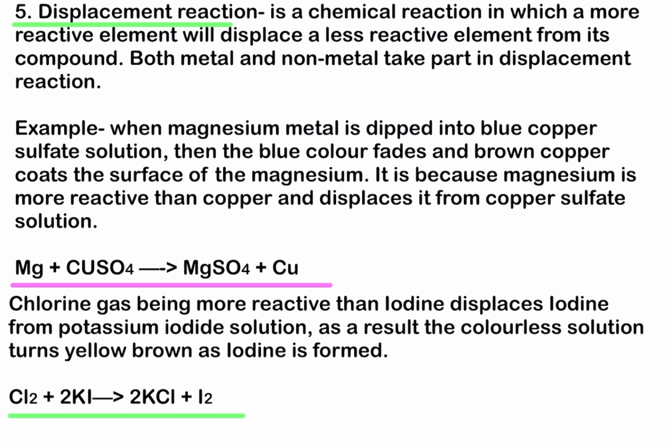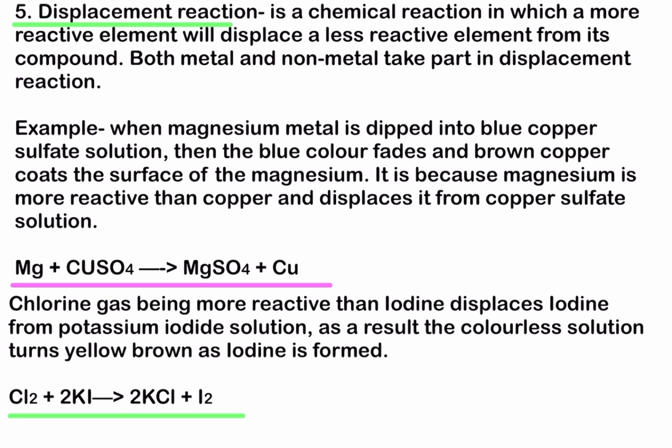When magnesium metal is dipped into blue copper sulfate solution, the blue color fades and brown copper coats the surface of the magnesium. It is because magnesium is more reactive than copper and displaces it from copper sulfate solution. If you see the reactivity series of metals, you will see magnesium is higher than copper. So that means it is more reactive than copper and it will displace it from the solution. So the equation is Mg plus CuSO4 will give you MgSO4 plus Cu.